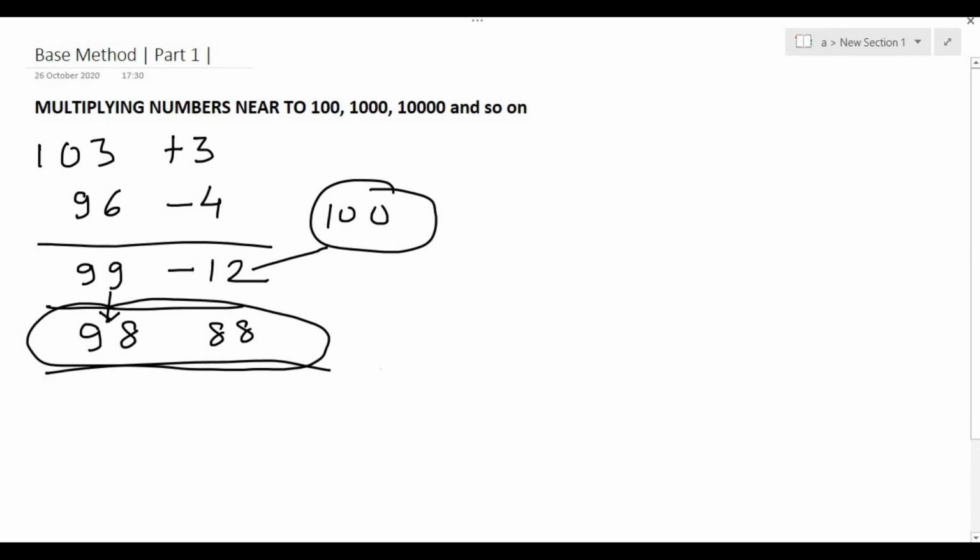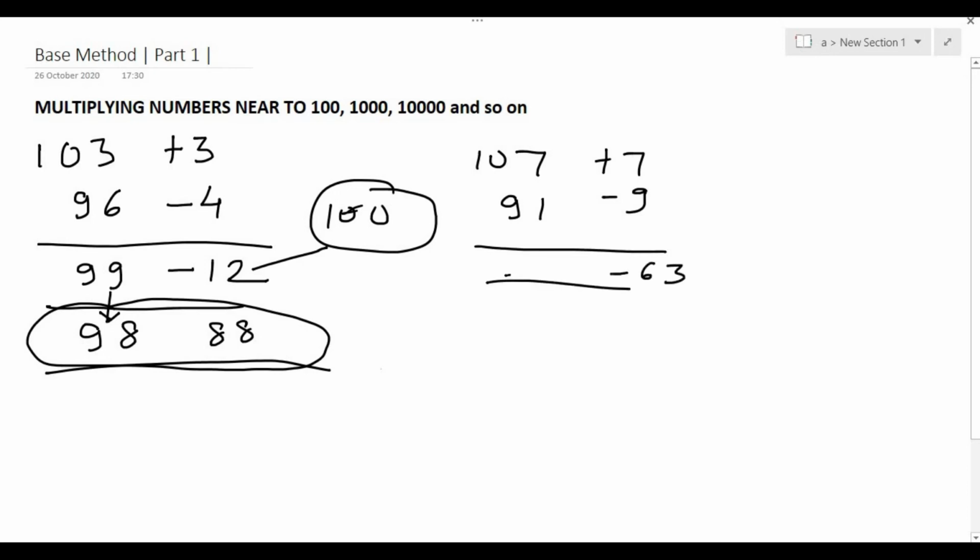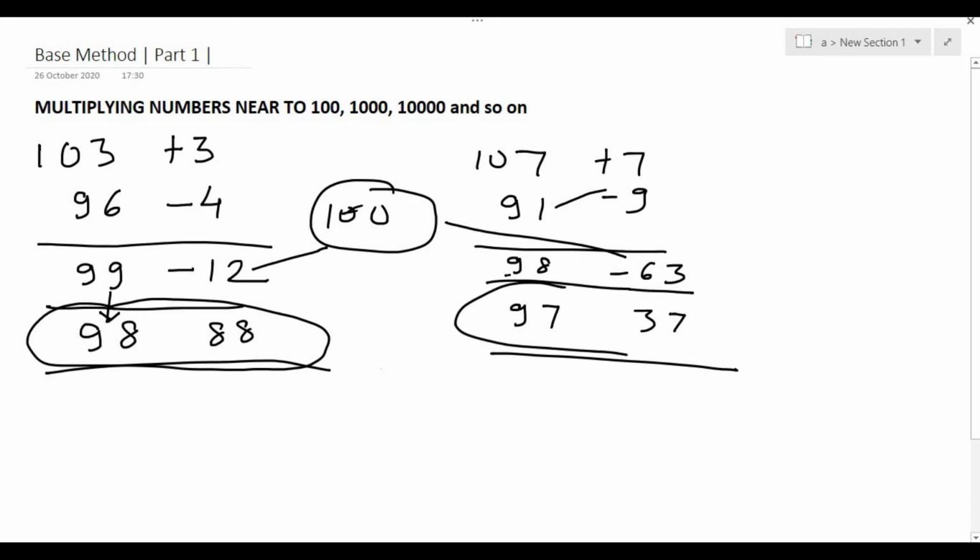Let us see one more example. 107 into 91. So plus 7 and minus 9. What we get here is minus 63, which we will subtract from our base, that is 100. So here we will get 37, and on the left-hand side the calculation goes the same way, that is 98. We'll subtract 1, that is 97. So 9737 is the final answer for 107 into 91.